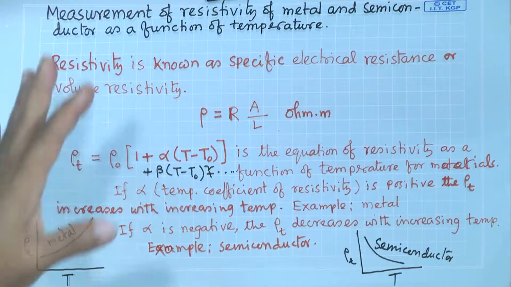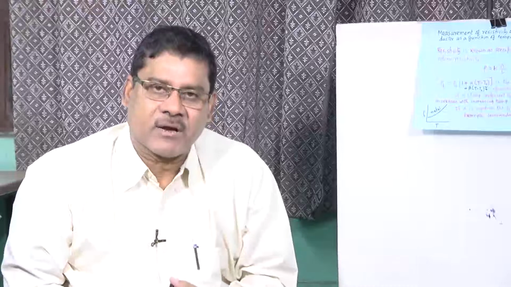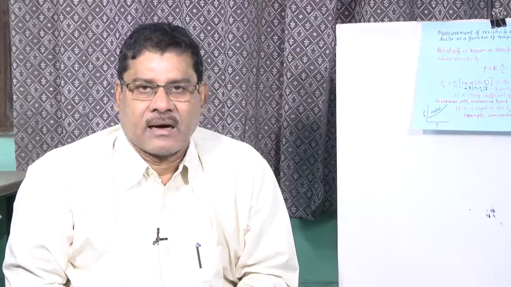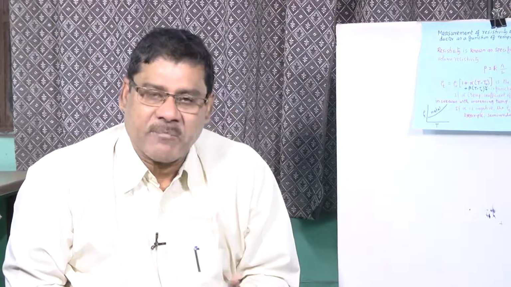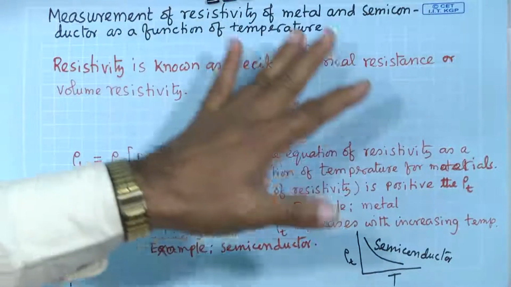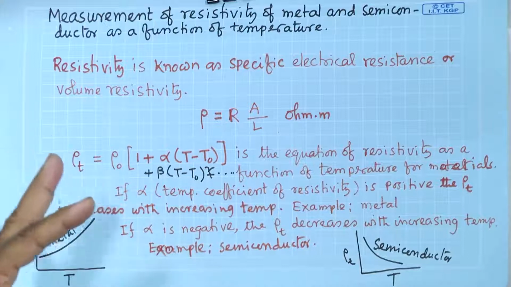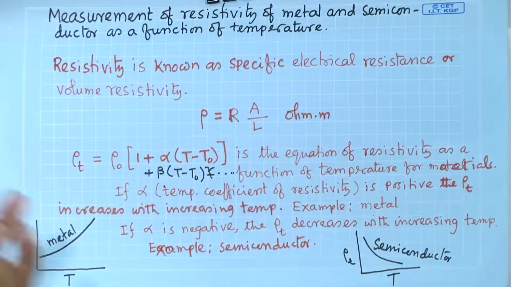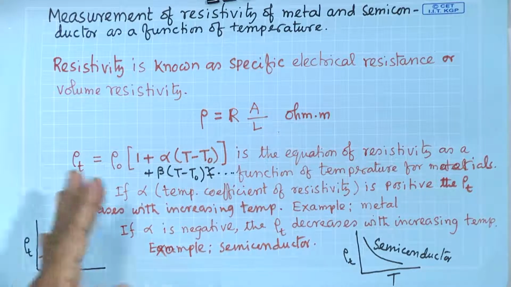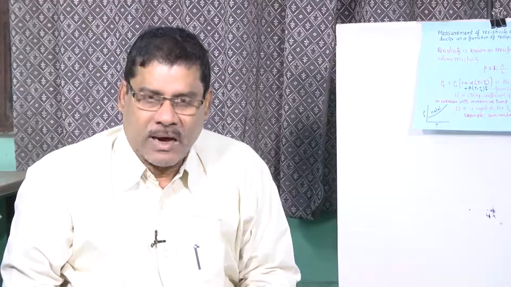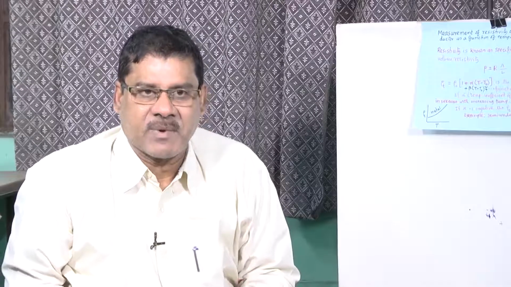So, that is the change of resistance or change of resistivity of a metal and semiconductor as a function of temperature. So, this concept is simple, but this is the intrinsic property of the material, and experimentally we can easily verify. So, I will demonstrate this experiment in our lab.